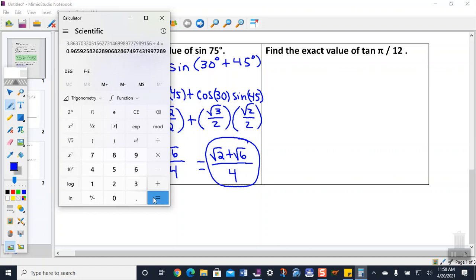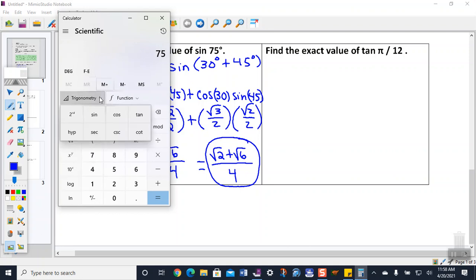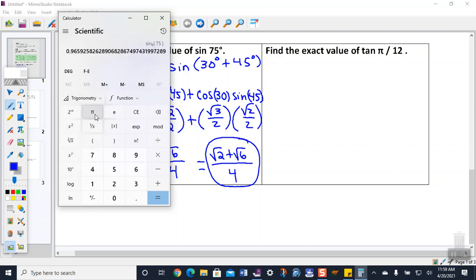Questioning if you're right or wrong on this stuff for exact values, what I'm going to do now is I'm going to go ahead and type in sine 75. And with a little bit of luck, what should happen with our decimals? Should be the same. 0.9659. Did that turn out the same? Okay, so exact value, what do you get?